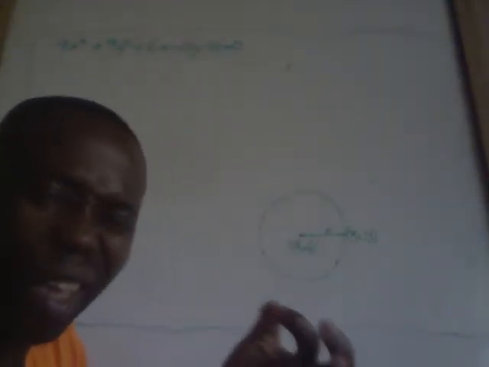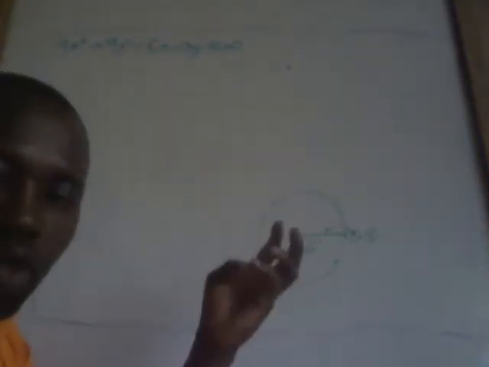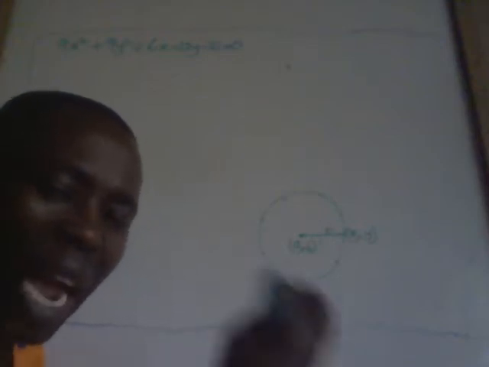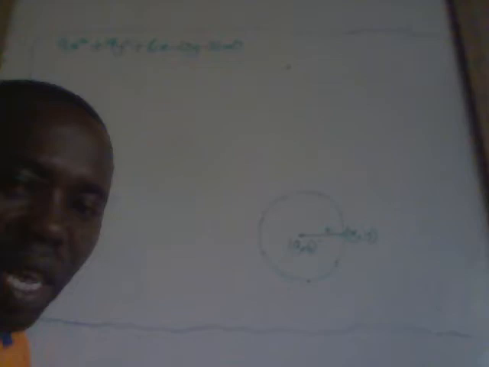And don't forget that a distinct attribute of the equation of a circle is that the two variables carrying power 2 must have the same coefficients. Look at x squared. The coefficient of x squared is 9. Look at y squared. The coefficient of y squared is 9. So that is a distinct feature of the equation of a circle.